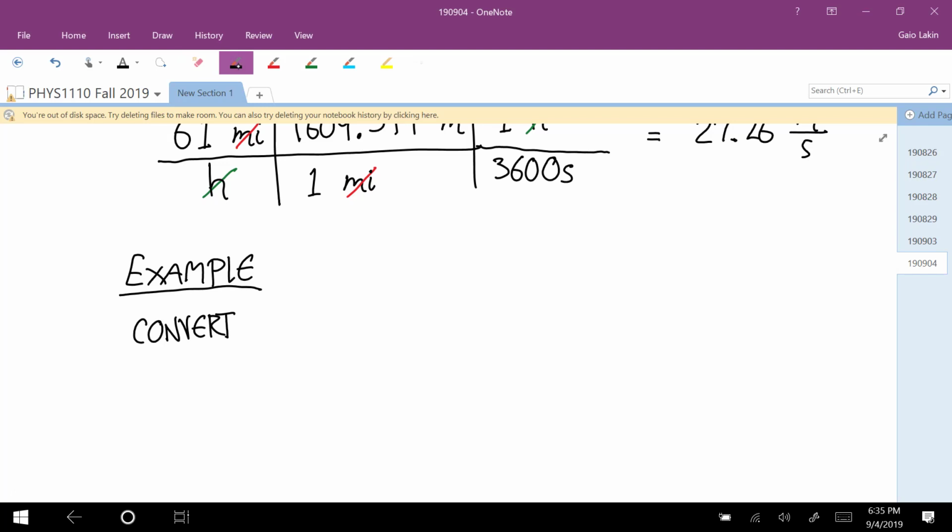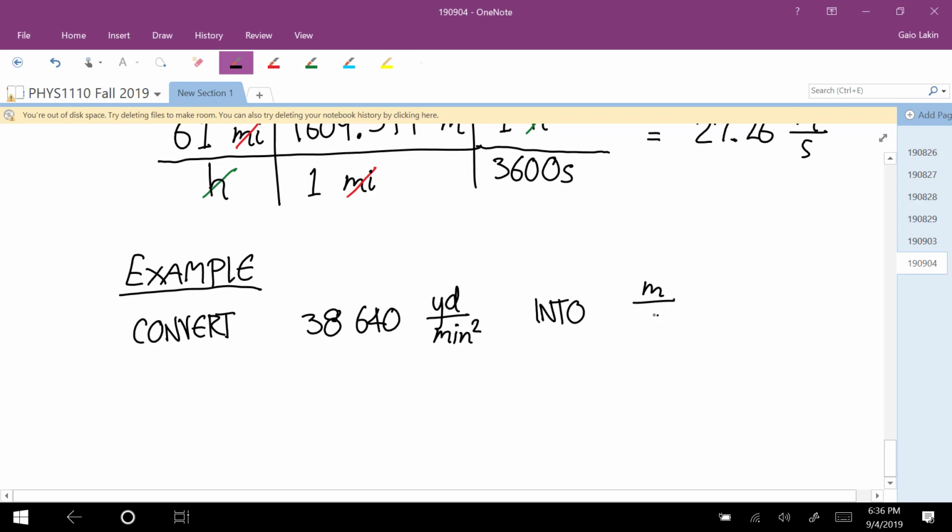Okay, so let's convert 38,640 yards per minute squared into meters per second squared.